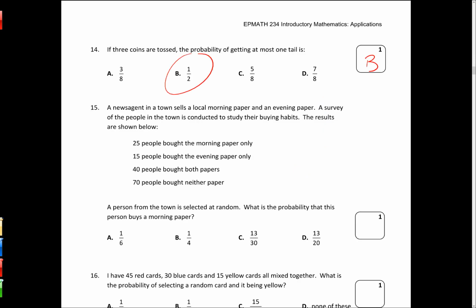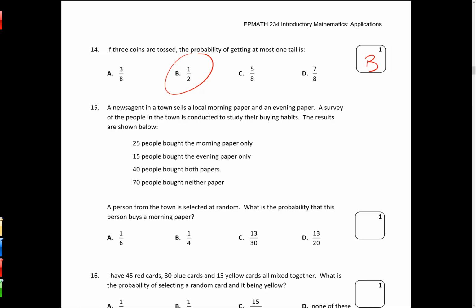A newsagent in town sells a local morning paper and an evening paper. A survey of the people in town is conducted to study their buying habits. Results are shown below. Good thing to note here is all of these 4 categories are mutually exclusive. We don't have overlap. 25 people bought only the morning paper, 15 bought only the evening paper, 40 got both and 70 got neither. There's no one person that could be in 2 categories. You can't buy neither and both.